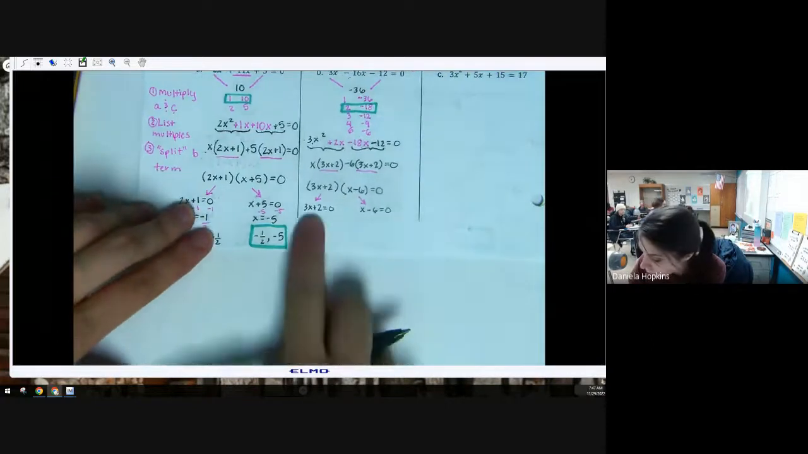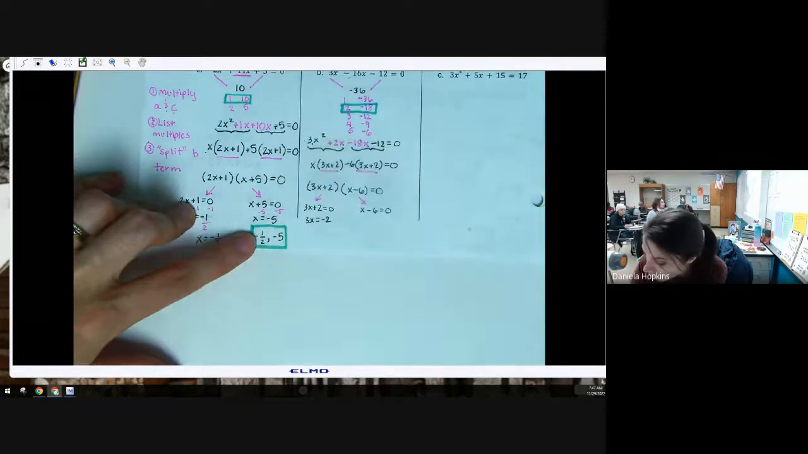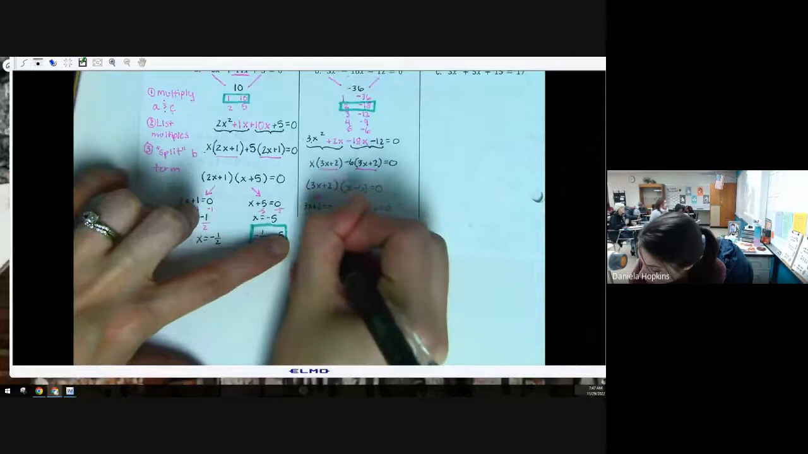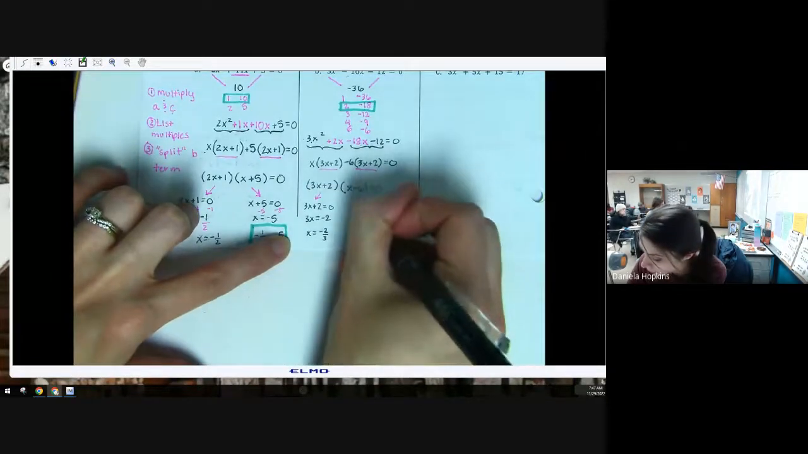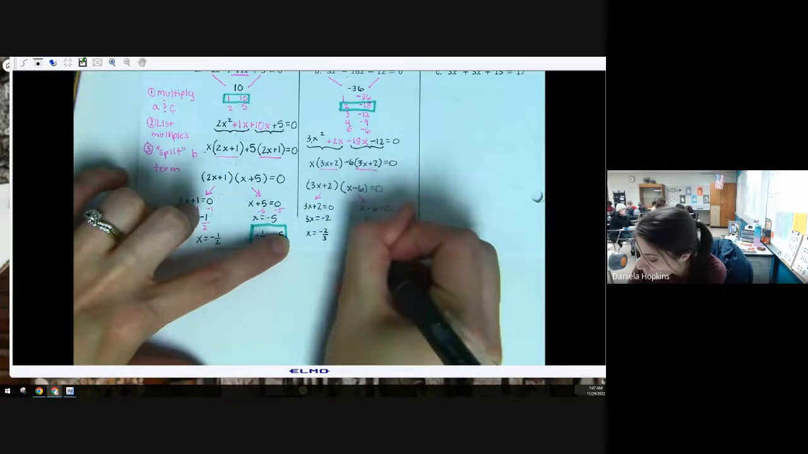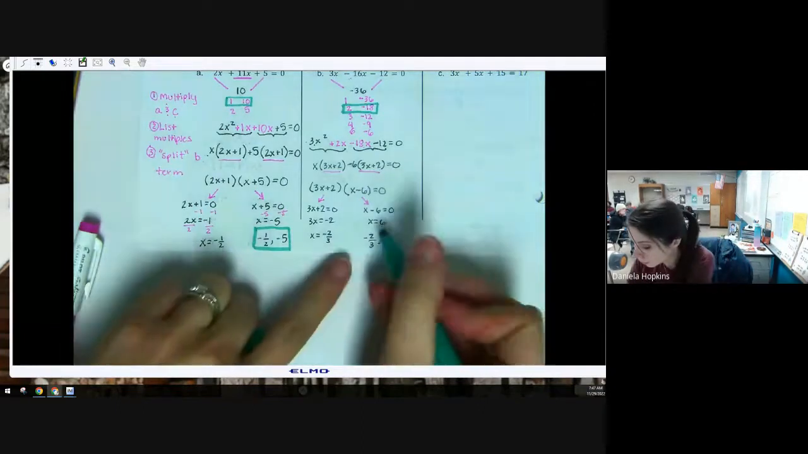So over here, I would subtract 2 to start. So I'd have 3x equals negative 2, and then divide by 3. So I'd get x equals negative 2/3. And over here, I'd add 6, so I'd get x equals 6. So on GoFormative, I would enter my answer negative 2/3, 6, and not as an ordered pair, just as a list.